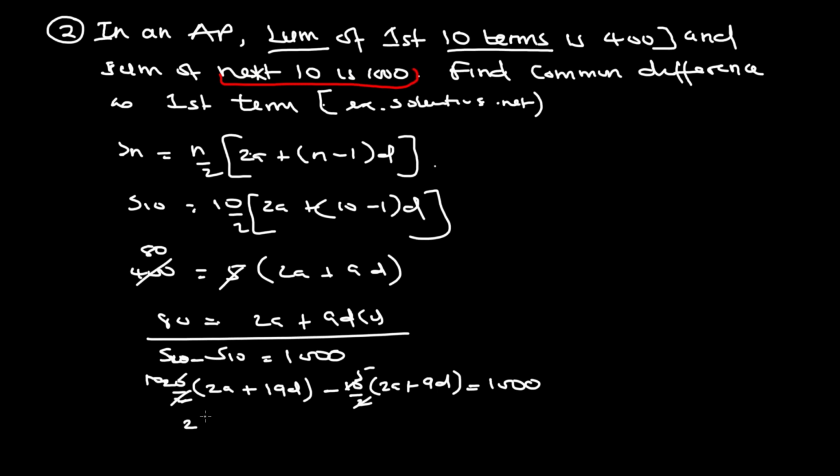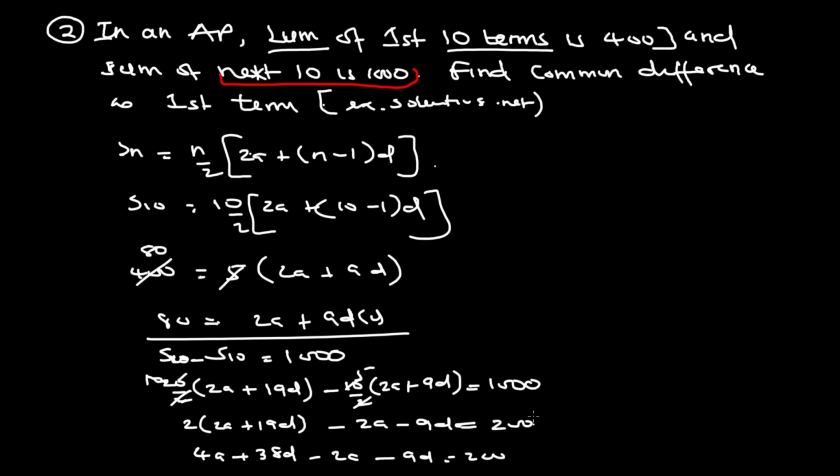So here I'll have 2a plus 19d minus, here there's nothing, so it'll be 2a, since it's 1 here if I've divided by 5 throughout. And then here remains 9d. Then 1000 divided by 5 is 200. We've divided everything because there's more space remaining here. So we have 4a plus 19d times 2, we get 38d, minus 2a minus 9d is equal to 200.